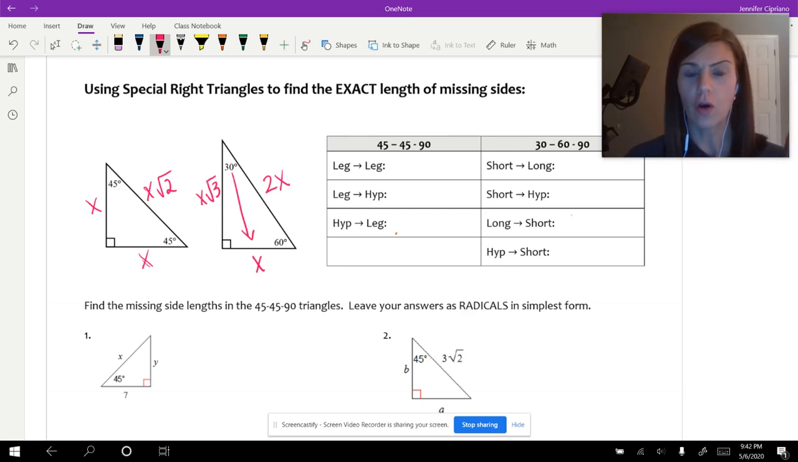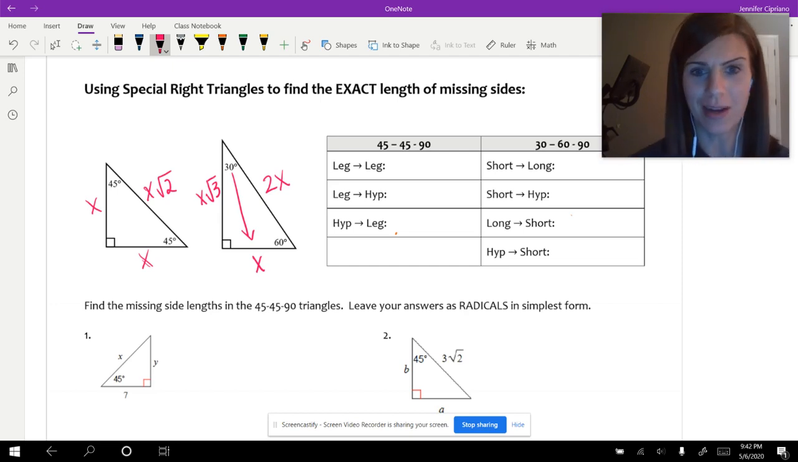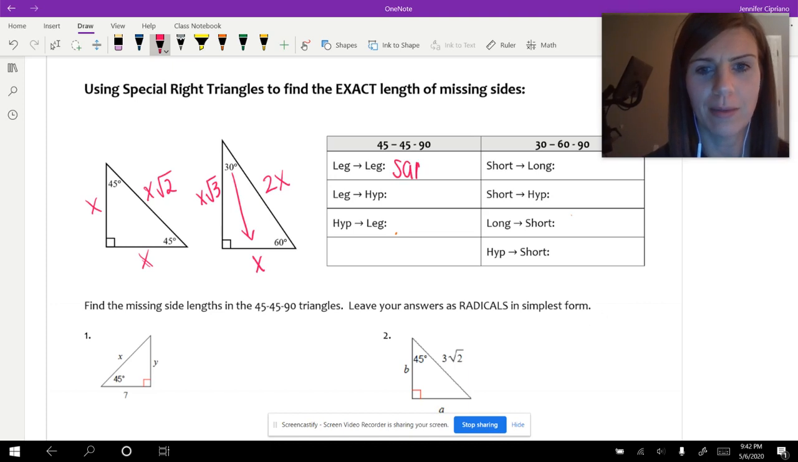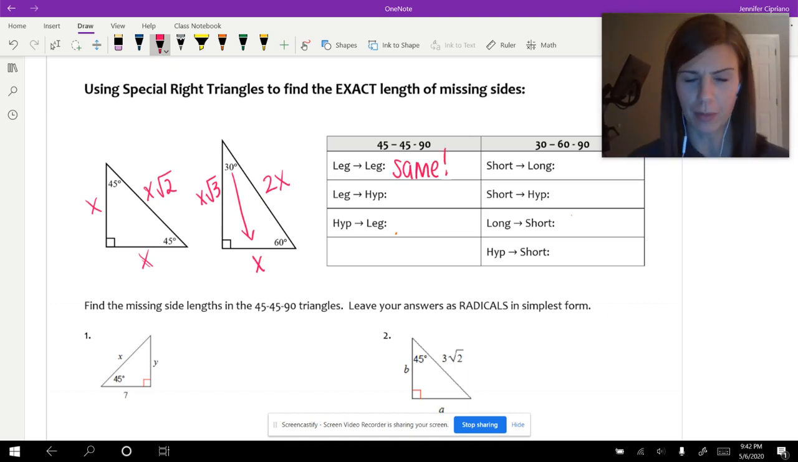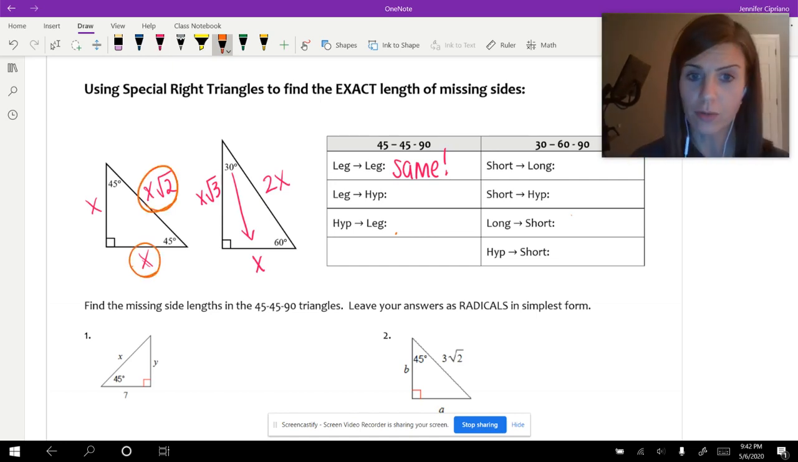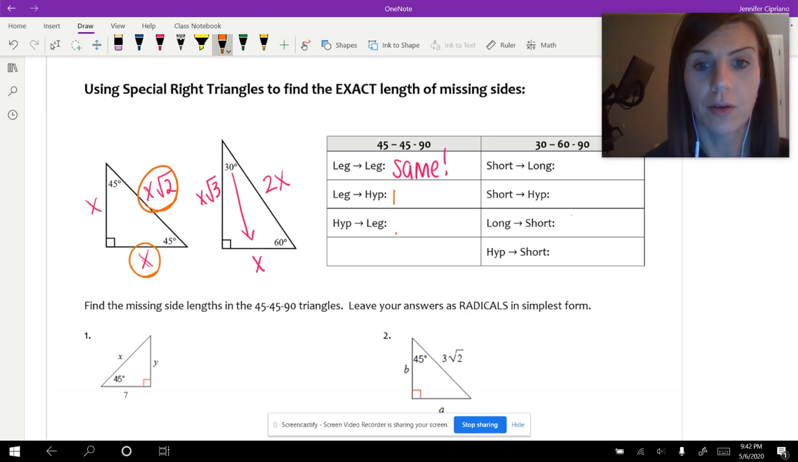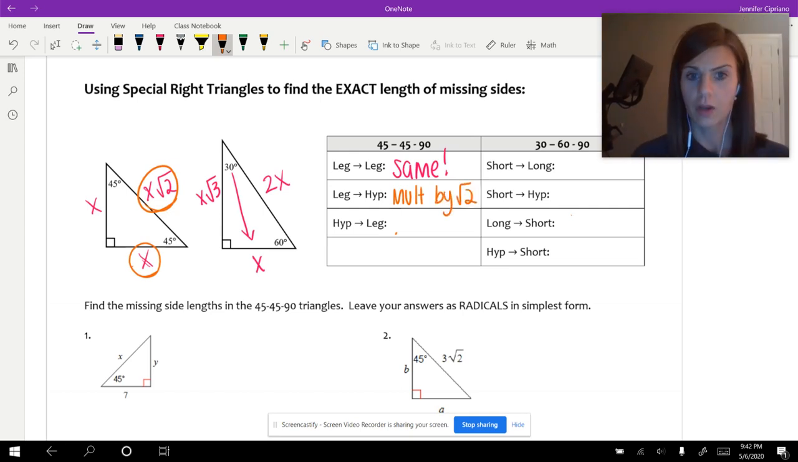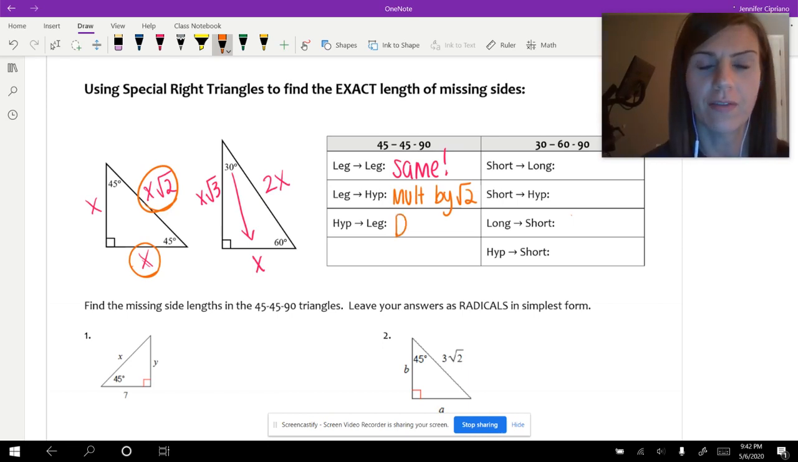To go from one leg measurement to the other, they're exactly the same. You don't do anything. To go from a leg measurement to a leg measurement, you just literally copy the number. To go from a leg measurement to the hypotenuse in a 45, 45, 90 triangle, you're going to multiply your leg measurement by the square root of 2. To go in the opposite direction, if you know the hypotenuse and you're trying to find the leg, then instead of multiplying, you would divide. So you're going to divide by root 2.